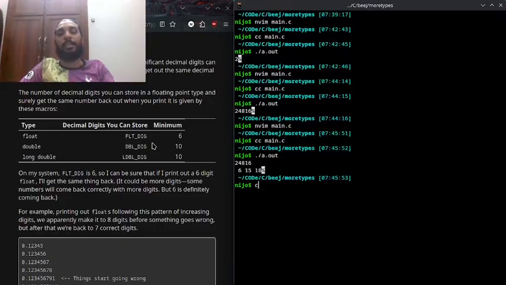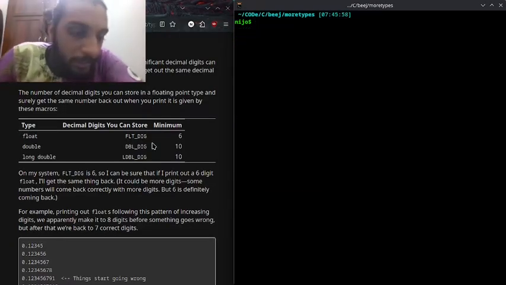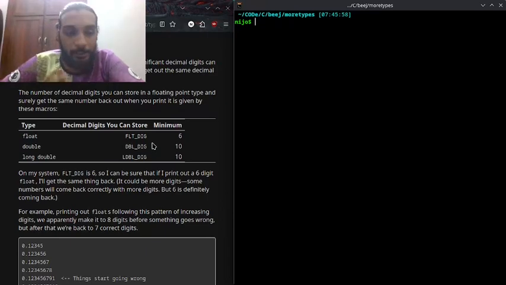6, 15 and 18. Minimum is 6, 10, 10. Okay, nice. On my system, float dig is 6, so I can be sure that if I print out a 6-digit float, I'll get the same thing back. It could be more digits.